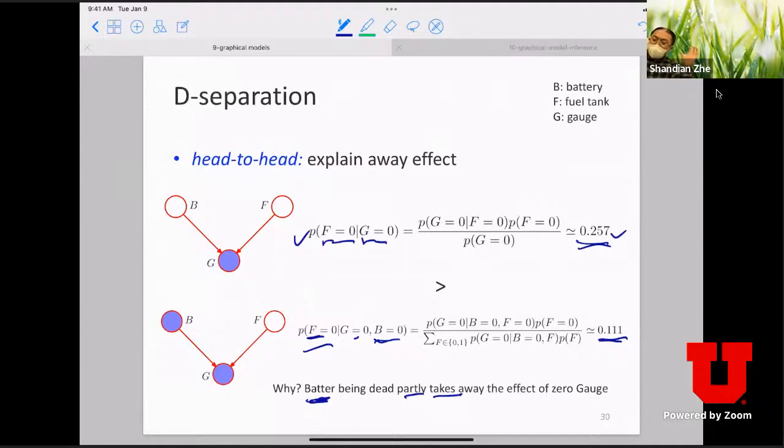and actually it fits our understanding of the relationship between these variables. Right? Any question?